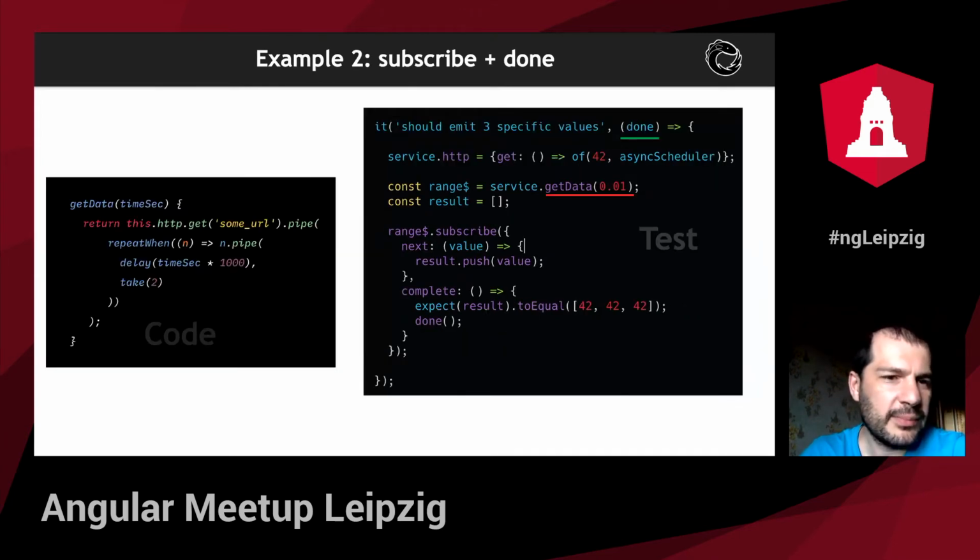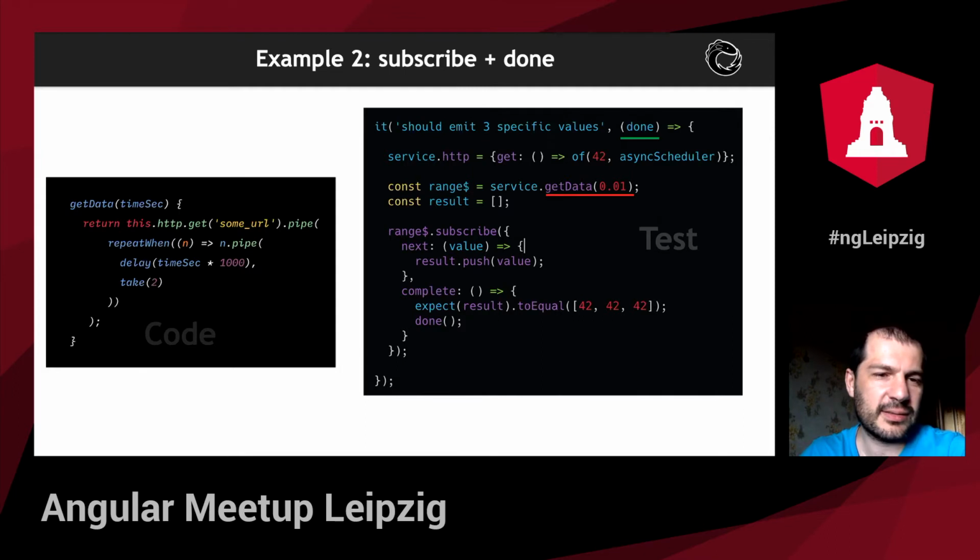One more example. Here we make an HTTP call with HTTP GET, and if it succeeds, it will repeat the HTTP call 2 more times after a specified timeout. This is how repeatWhen plus delay works. So obviously, the async scheduler is used by the RxJS delay operator.